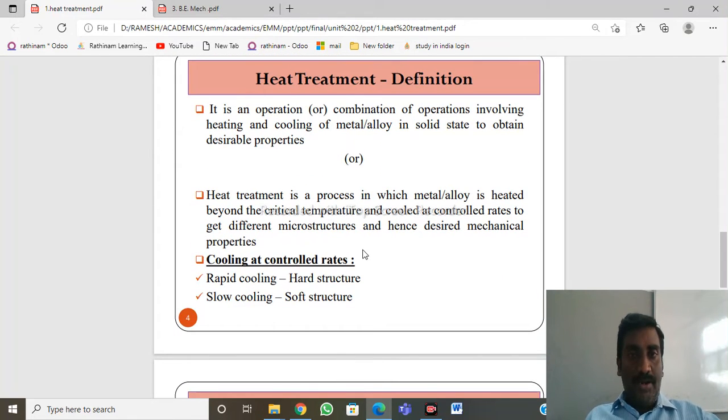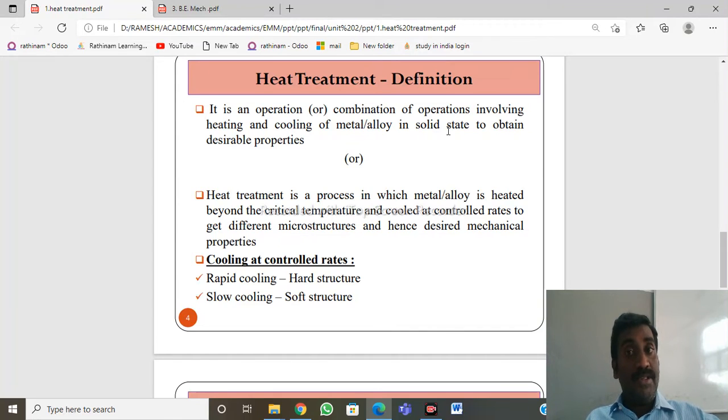Finally, what is meant by heat treatment? It is an operation or combination of operations involving heating and cooling of a metal or alloy. If we take a metal and heat or cool it, whatever the process, it comes under heat treatment. While heating and cooling, we can follow different strategies: what temperature to heat up to, and how much time is required for cooling down to room temperature. These are all the parameters that we have to analyze, in a solid state, to obtain the desirable properties.